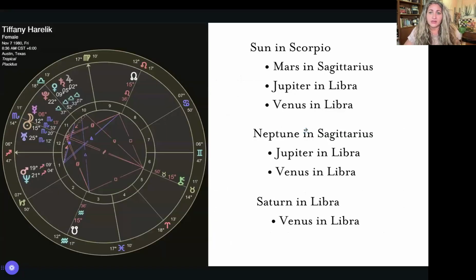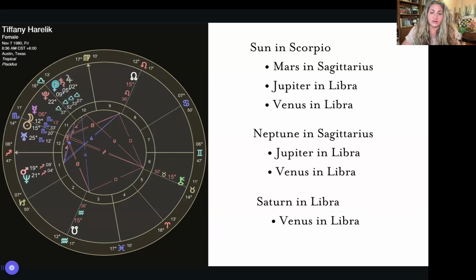This is my chart. If you start with the Sun in Scorpio, the ruling planet of Scorpio is Mars. So where is Mars? It's in Sagittarius. Jupiter rules Sagittarius, so where is Jupiter? Jupiter's in Libra. Venus rules Libra, so where is Venus? Right here in Libra, in her home sign. And so we can't go any further. We stop. That's the final dispositor. It's the last one. There's nowhere else to go, because Venus rules Libra.